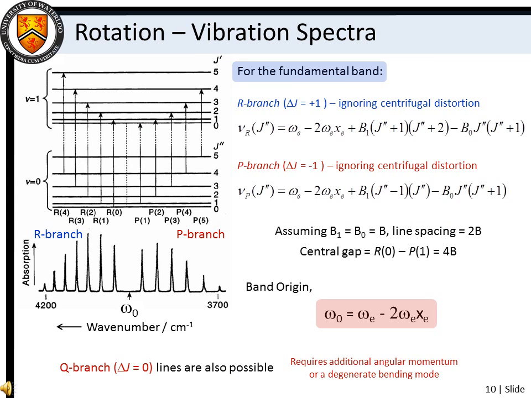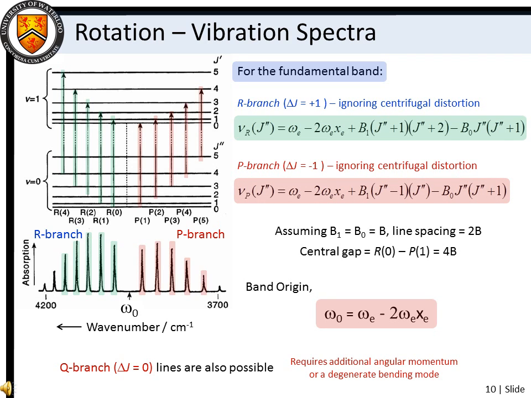Owing to the fact that delta J is plus 1 for R-lines, these transitions result in a net gain in rotational energy. Consequently, R-lines form a series to high wave number of the vibrational band origin. The delta J of minus 1 P-lines, on the other hand, form a series to the low wave number of the band origin. These series of rovibrational transitions are known as branches.